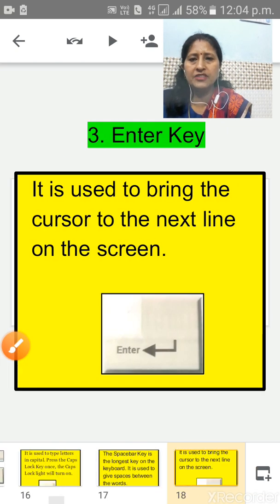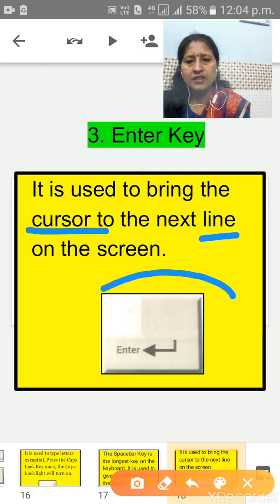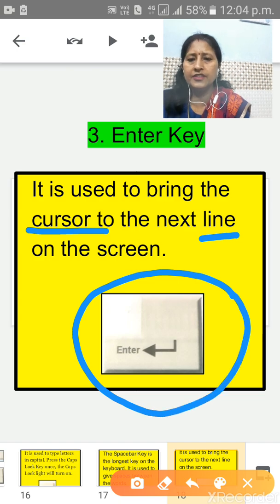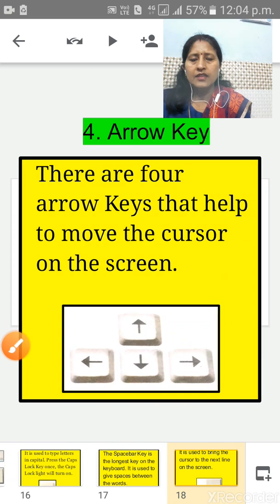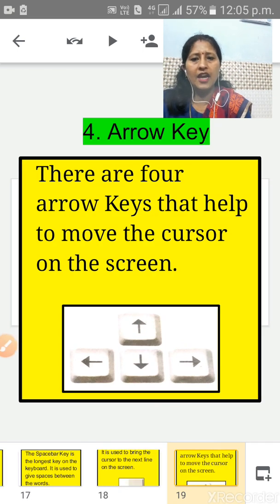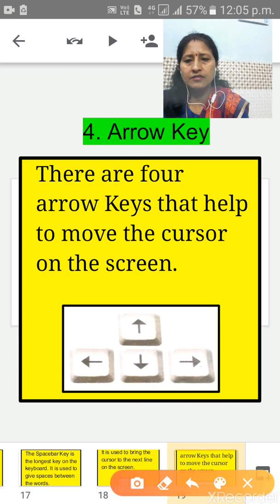The next special key is enter key. Children, enter key is used to bring the cursor to the next line on the screen. Children, this is the picture of enter key. The next special key is arrow key. There are 4 arrow keys that help to move the cursor on the screen.